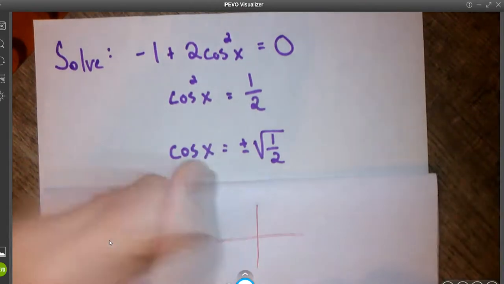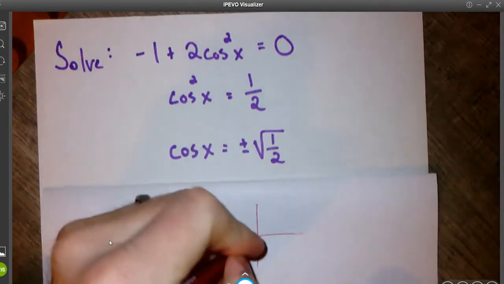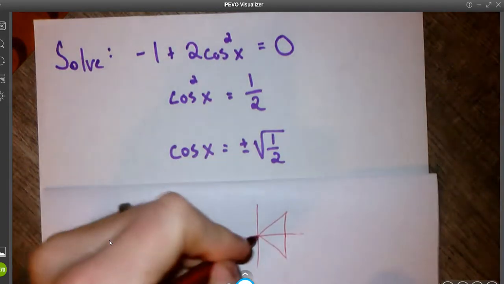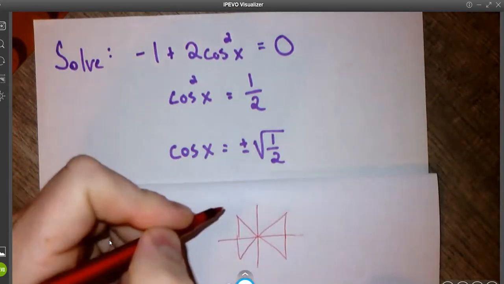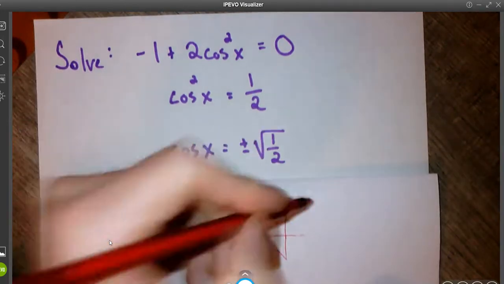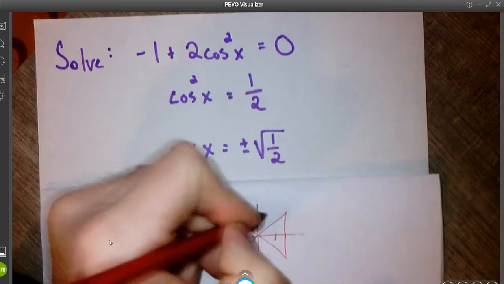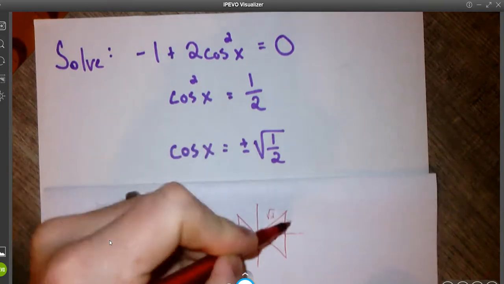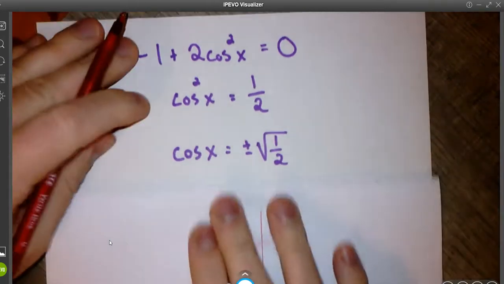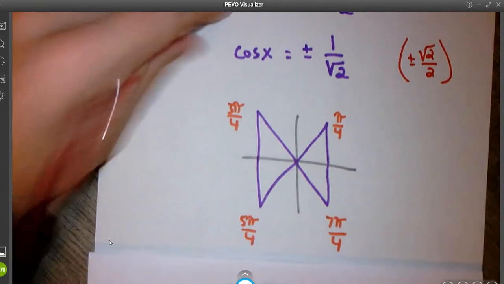When is cosine positive? Cosine is the x-coordinate. So cosine is positive here and here. When is cosine negative? Here and here. And we're getting all 4 again, okay? Hopefully you're recognizing 1 over the square root of 2, right? Adjacent over hypotenuse, 1 over square root of 2. We're dealing with pi over 4. This is 45 degrees. So we're going to have these 4 as our answers.